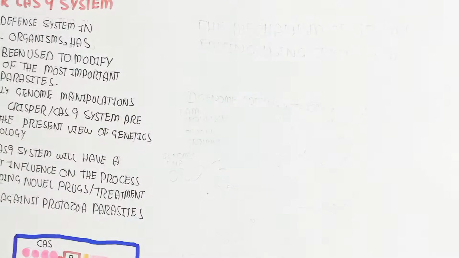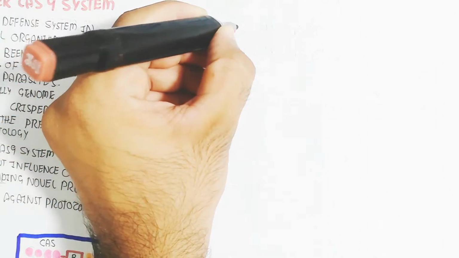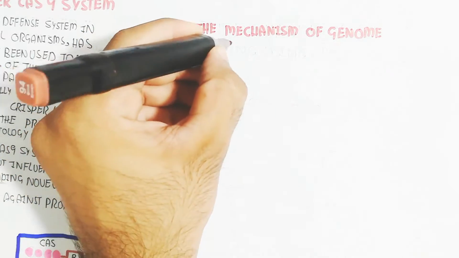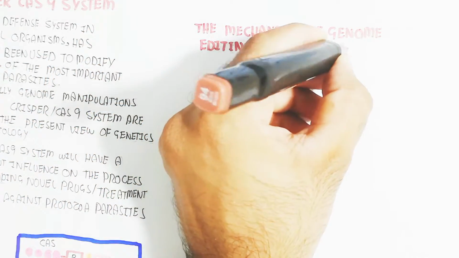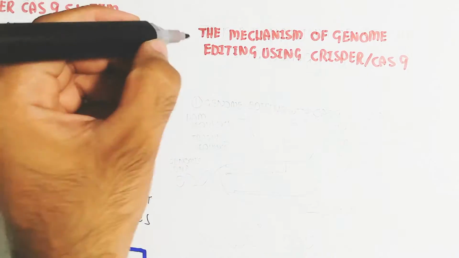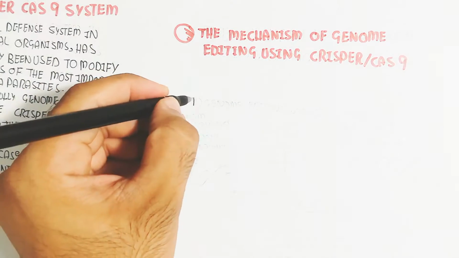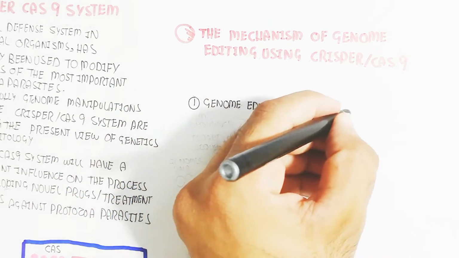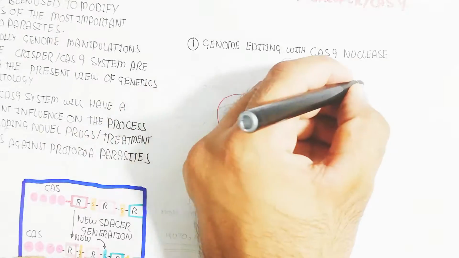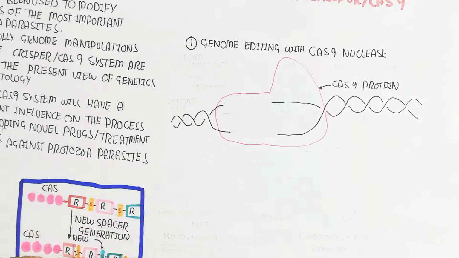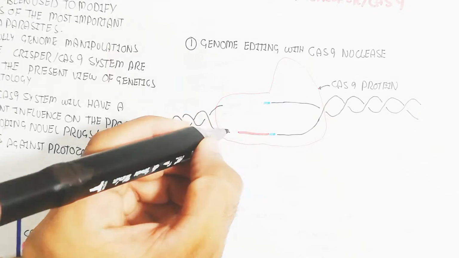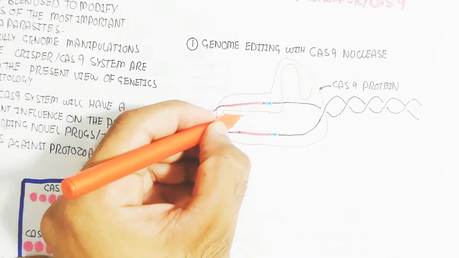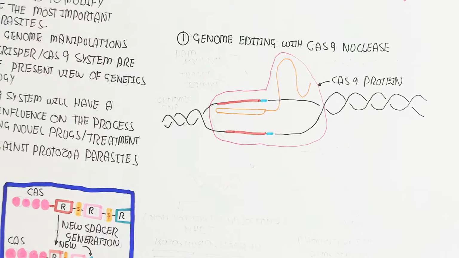The mechanism of genome editing using CRISPR-Cas9. So genome editing with Cas9 nuclease and the protospacer adjacent motif, which here you can see, you can understand, this is a Cas9 protein. This Cas9 protein contains a single guide RNA.